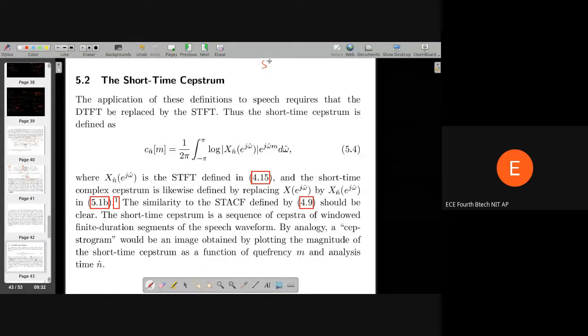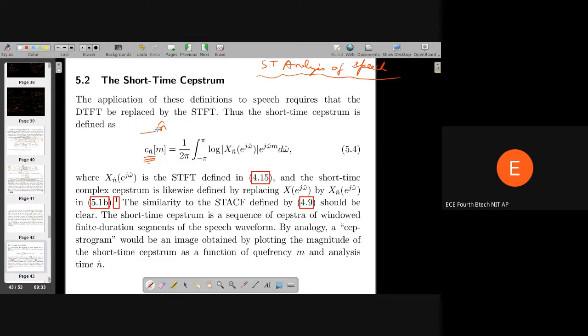Again, short time analysis of speech. We'll take a chunk, a frame of the signal, a windowed frame of the signal. The window is centered around n, a value n or n hat, as it is mentioned. So if your signal is something, this is your m, and let's say some window is there, whatever, it could be dome shaped or rectangular, whatever suits the purpose.